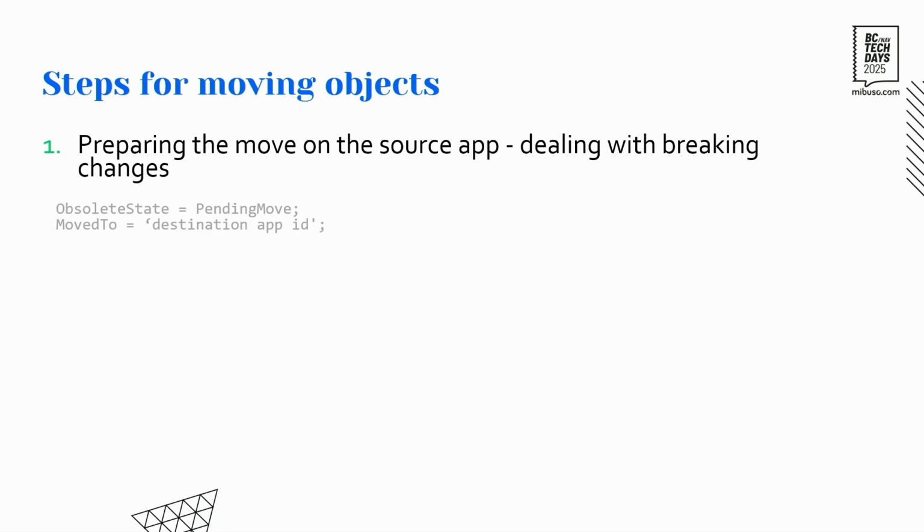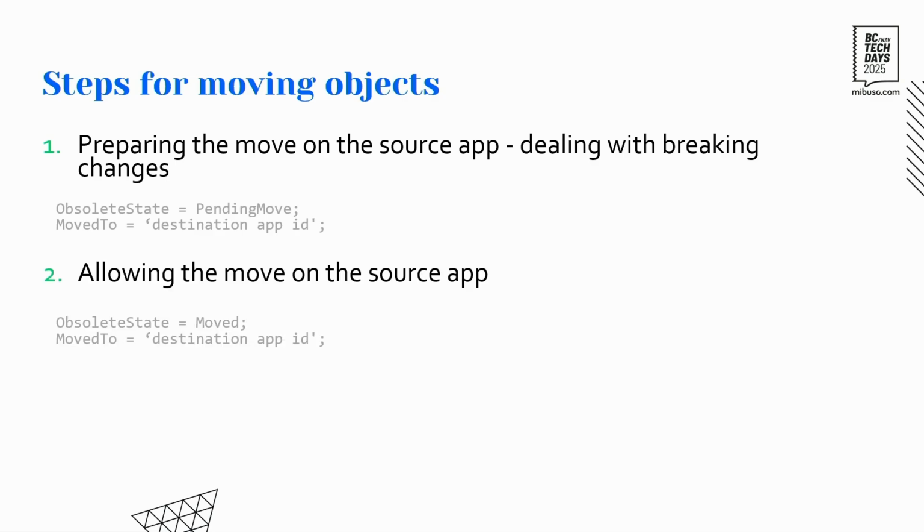So there are usually 3 iterations of how you would do this. In the first iteration, on your source extension, you want to prepare for the move. That means on your table, you just need to set the obsolete state property to pending move, and you have to specify the app ID where you want to move your table. And then you have to deal with any of the breaking changes that could happen during that stage.